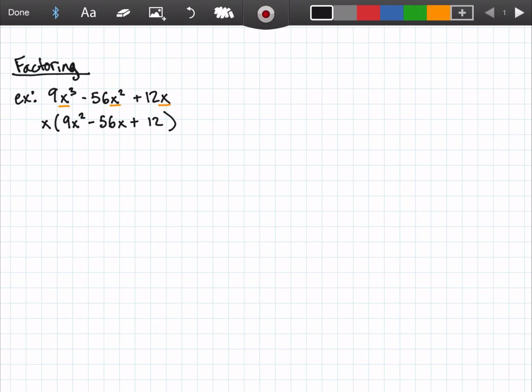And now we're going to factor what's on the inside. So we're going to multiply the first and the last term. It's 108x squared. I'm just going to start listing factors that multiply to 108. And I just kind of start easy. 2, 54. Oh, hey, look, we did it. Best day ever. Those both have an x on them to get the x squared.